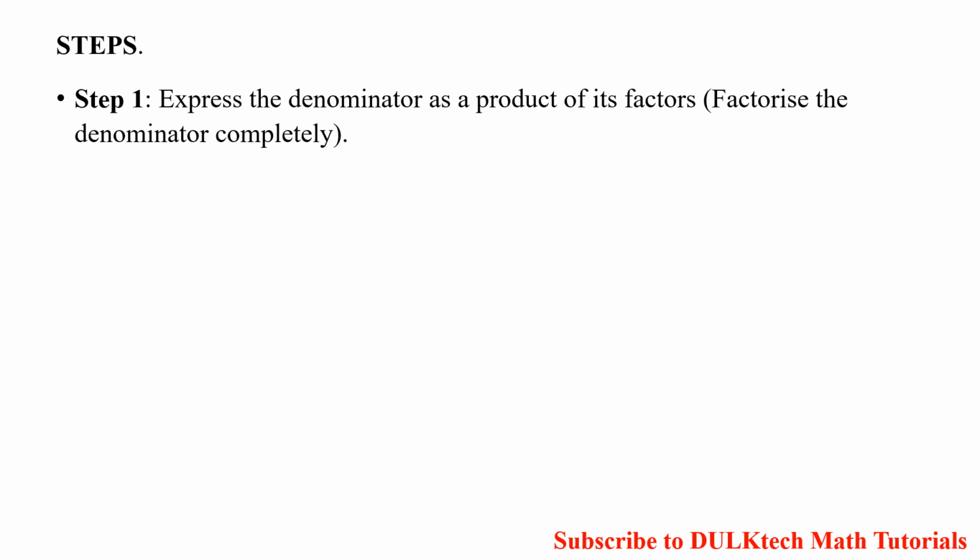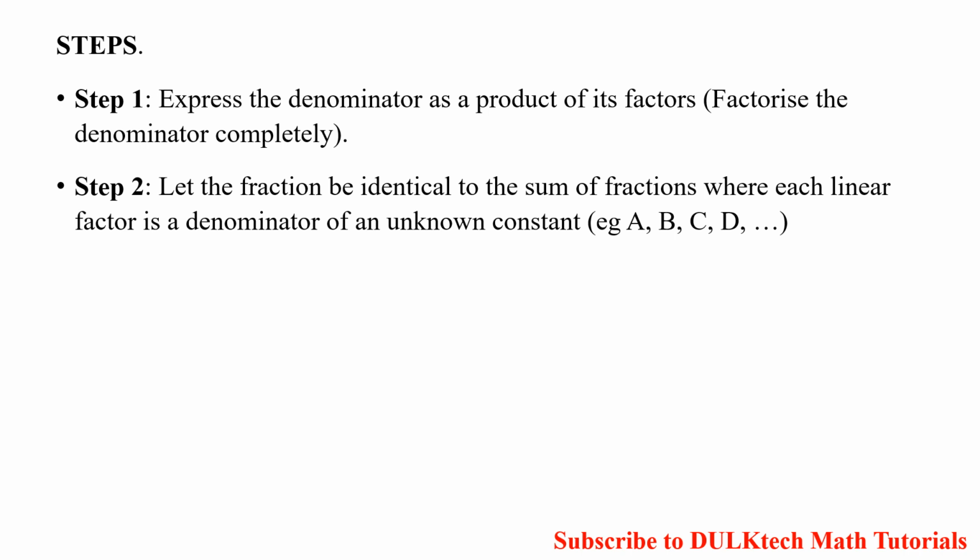So the first step is to express the denominator as a product of its factors. In other words, we are saying factorize the denominator completely. Right, let's move on to our second step, where we are now saying let the fraction be identical to the sum of the fractions where each linear factor is a denominator of an unknown constant. For example, you can make use of A, B, C, or D.